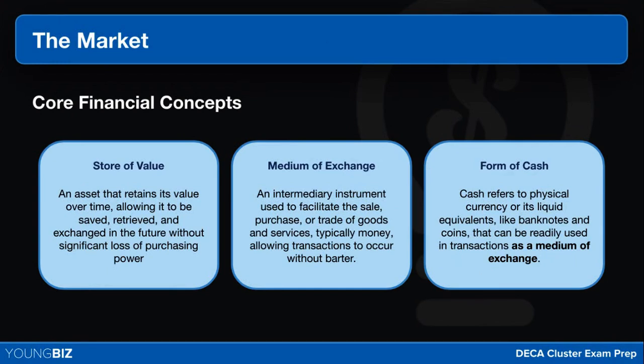A medium of exchange is an intermediary instrument used to facilitate the sale, purchase, or trade of goods and services, typically money, allowing transactions to occur without barter. Once again, this can be done through money. In a form of cash, cash refers to physical currency or its liquid equivalents, like banknotes and coins, that can be readily used in transactions as a medium of exchange. This is because having cash allows us to not have to barter in the first place.